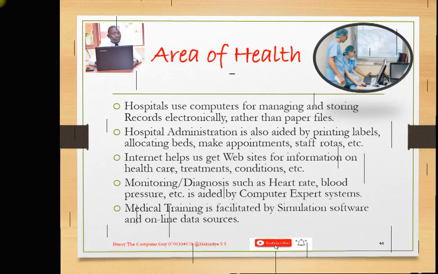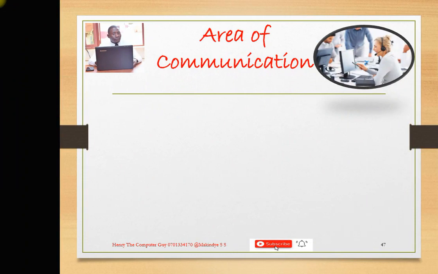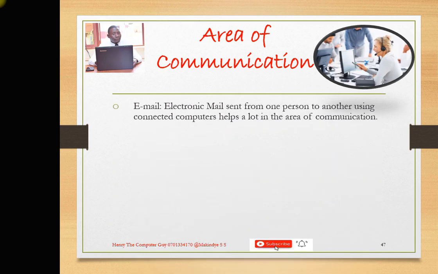Let's look at the area of security or communication. How can we use computers in the area of communication? For example, at home, many of you use mobile phones to communicate with one another. Point 1 tells us that we can use computers to send emails, or electronic mails.